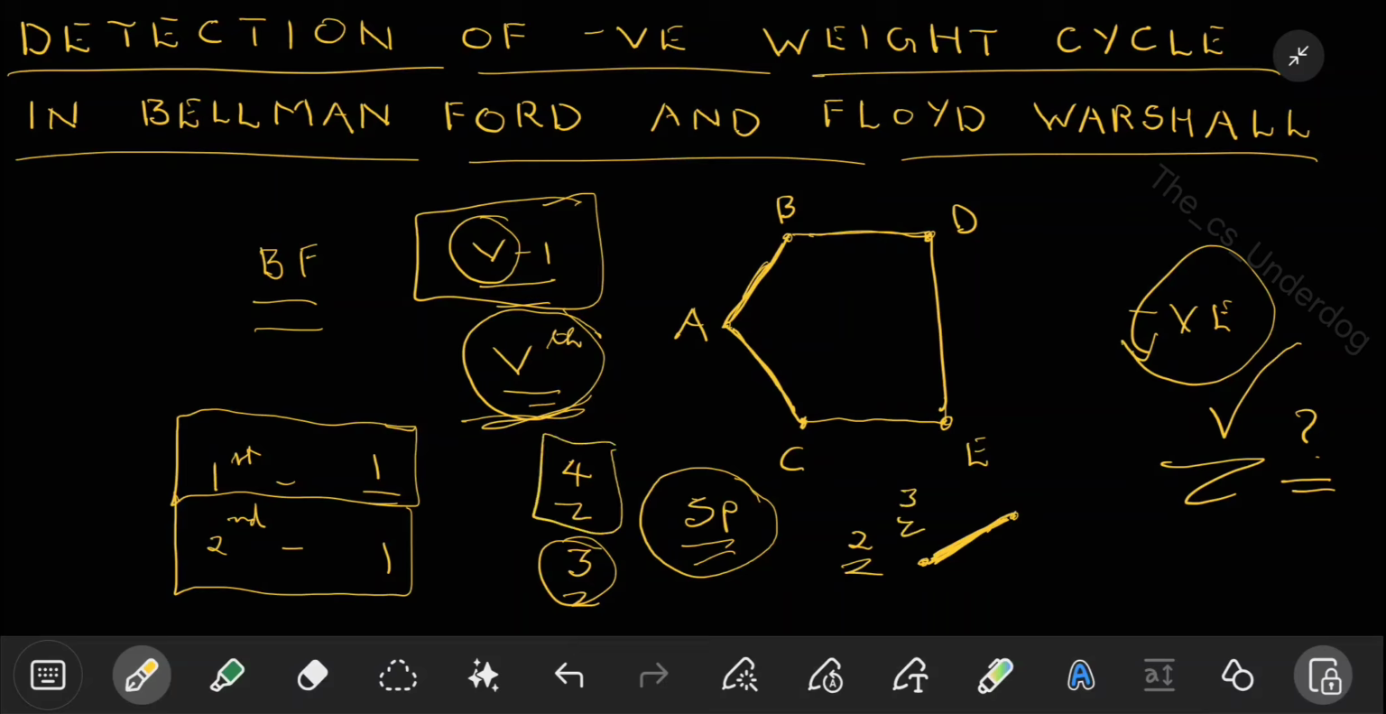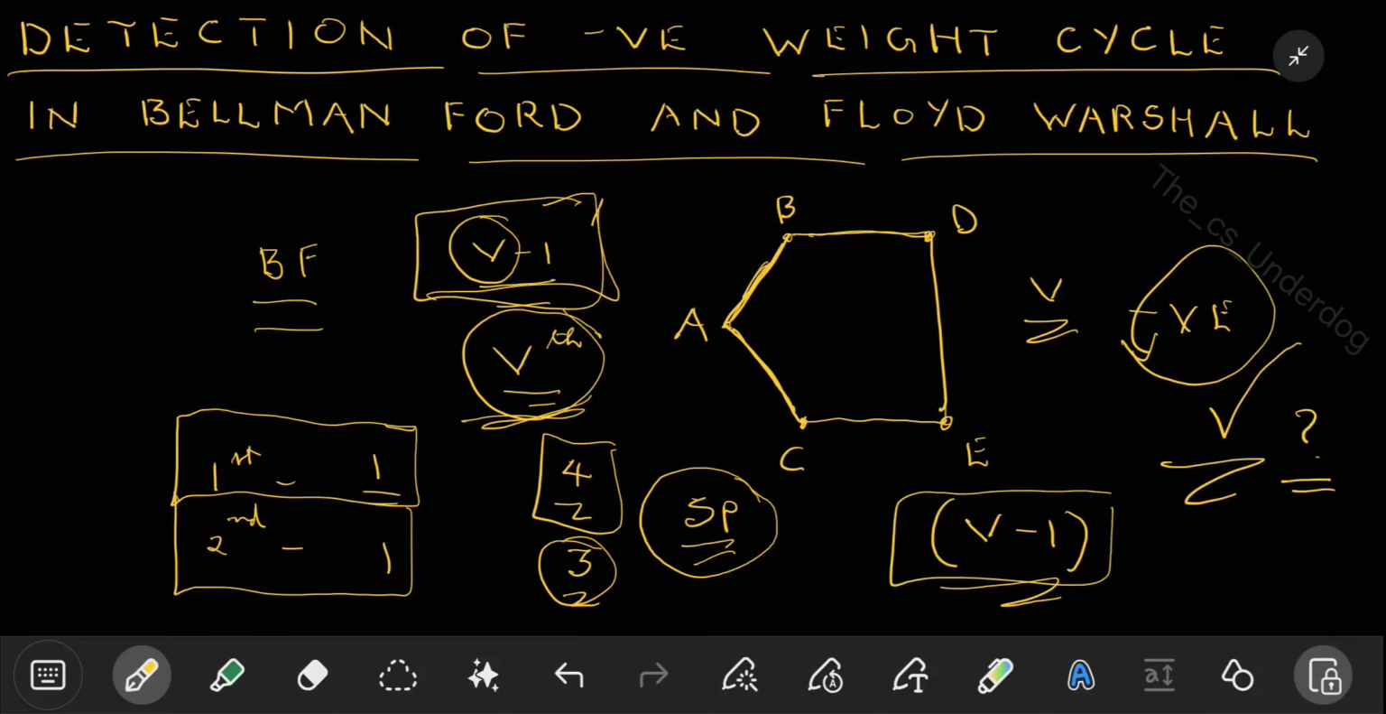And in the final iteration, the V minus 1th iteration, what are you finding? You are finding all the possible shortest paths from the source vertex which use at max V minus 1 edges. This is why you have to be careful. There is a property that if you have V vertices, then the shortest path from any point to any other point will have at max V minus 1 edges.